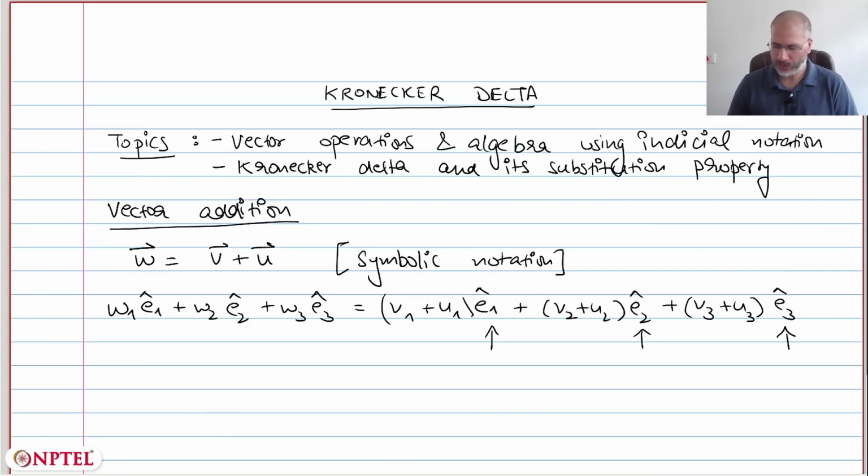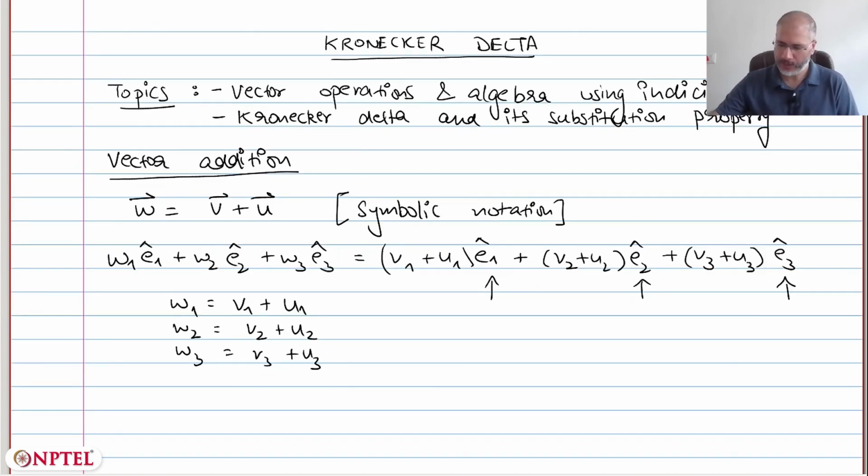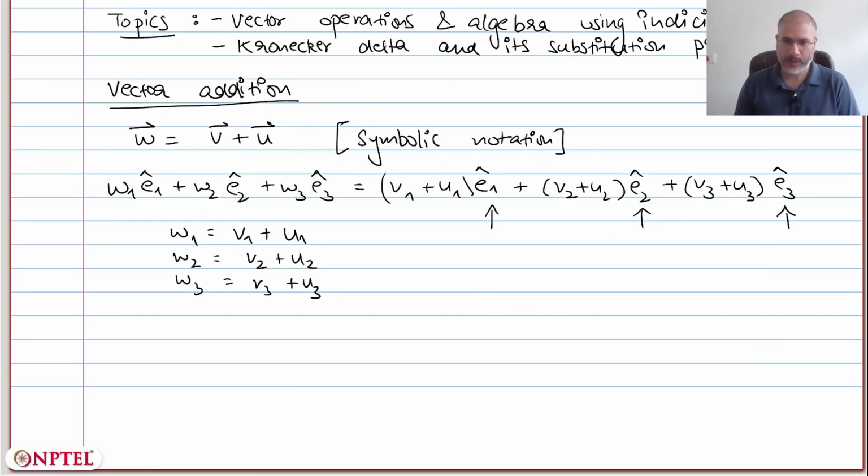So what that means is that the components of E1 on both sides have to be equal, and same is the case for the components of E2 and E3. So we get W1 is equal to V1 plus U1. Similarly, W2 and W3 are V2 plus U2 and V3 plus U3 respectively. So this gives us the general expression in the index notation for vector addition, which is Wi is equal to Vi plus Ui.